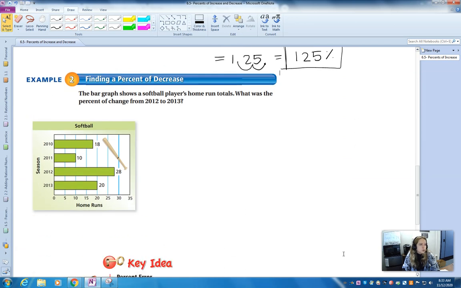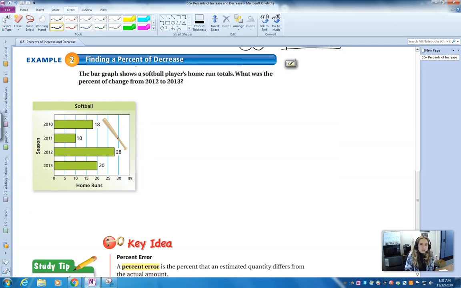Okay, so for example 2, we're finding a percent of decrease. The bar graph shows a softball player's home run totals. What was the percent of change from 2012 to 2013? Okay, so 2012 to 2013. Well, 2012, it was at 28, and 2013, it was at 20.